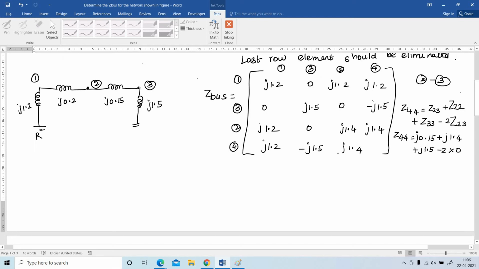Now I have to substitute the values here. Z44 equals J3.05. Now what is the next step? I am going to remove the last column as well as the last row element, because the final matrix should be 3 cross 3 only. The last column and last row element should be eliminated.